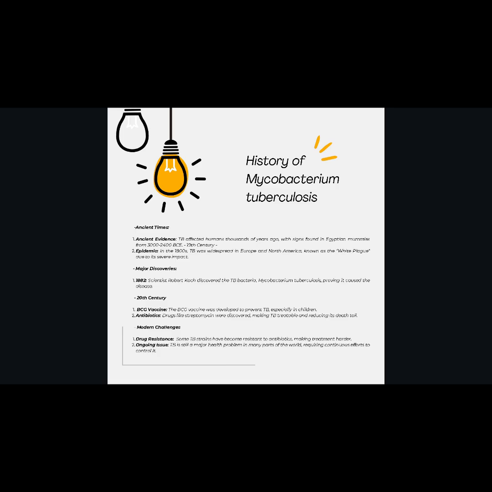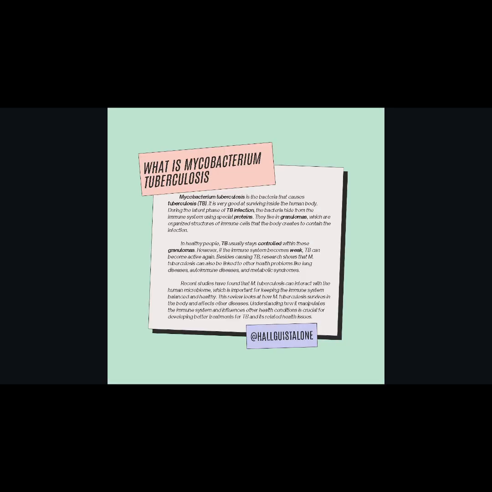What is Mycobacterium tuberculosis? Mycobacterium tuberculosis is the bacteria that causes TB. It is very good at surviving inside the human body. During the latent phase of TB infection, the bacteria hide from the immune system using special proteins. They live in granulomas, which are organized structures of immune cells that the body creates to contain the infection. In healthy people, TB usually stays controlled within these granulomas. However, if the immune system becomes weak, TB can become active again.